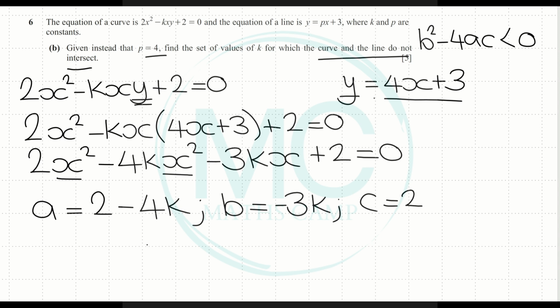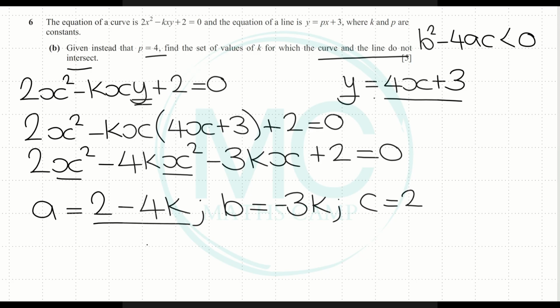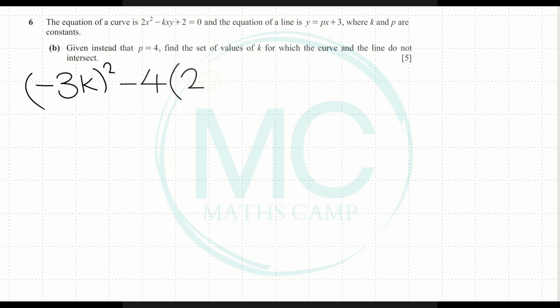Now we can put these values into the equation for the discriminant. I'm going to make some space. B is negative 3k, so we get negative 3k in a bracket squared, minus 4a, so let's open a bracket. A is 2 minus 4k, multiplied by c, which is 2. Put this into a bracket as well.